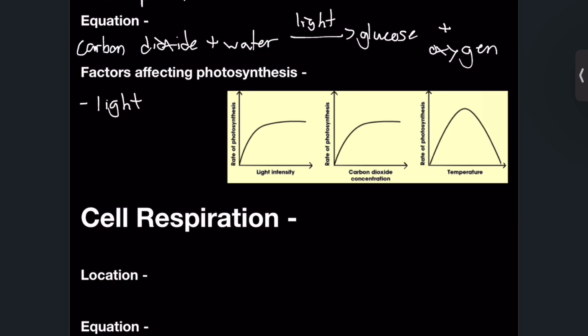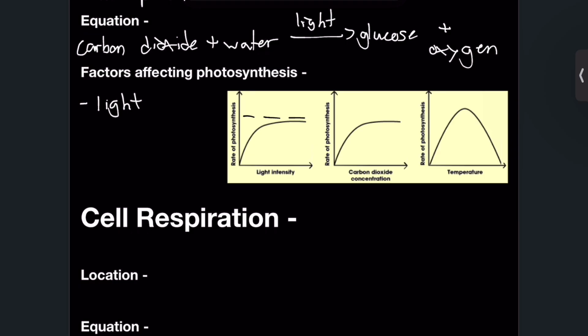As you can see on this diagram to the right, as light intensity increases, the rate of photosynthesis increases, and then it eventually flatlines. Around there is about the maximum level of photosynthesis. Even if you increase light intensity even more, it'll level out. So you want to know some of these graphs.